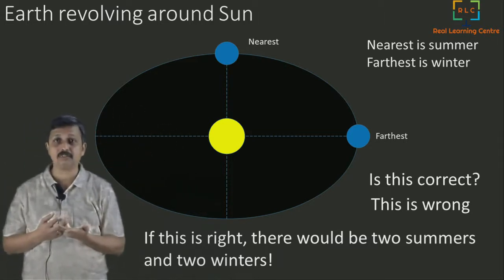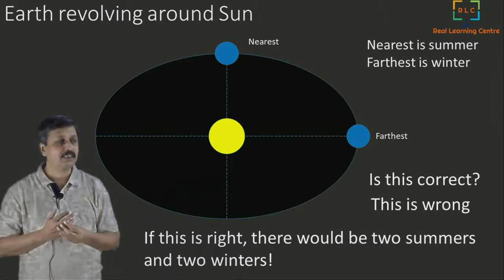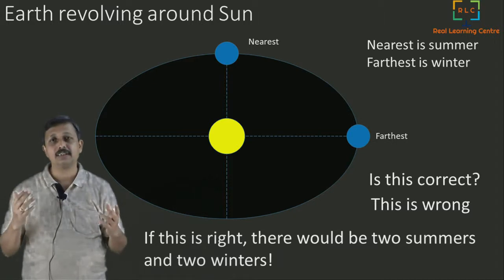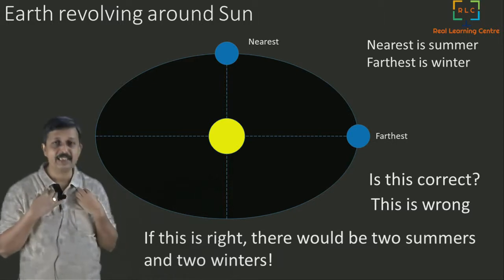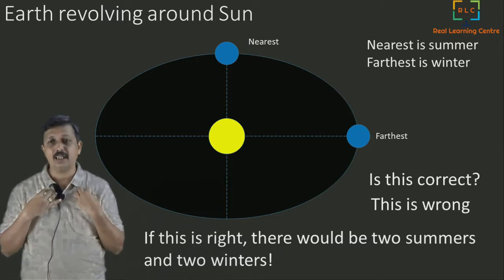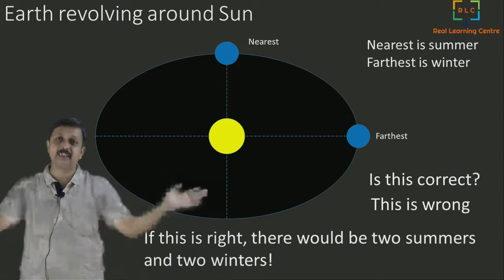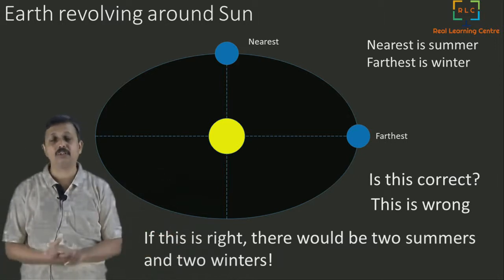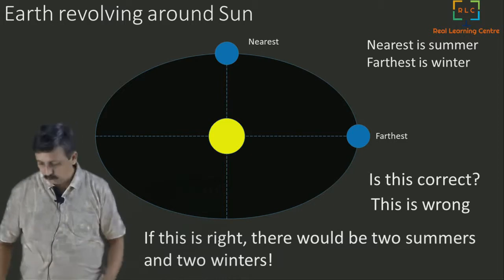Does it happen? Our observation that it is just 1 summer and 1 winter in a year tells us very clearly that this theory of ours is a wrong theory. Okay, let's dismiss this theory. This is not how our seasons happen. Okay, so what else can we say?